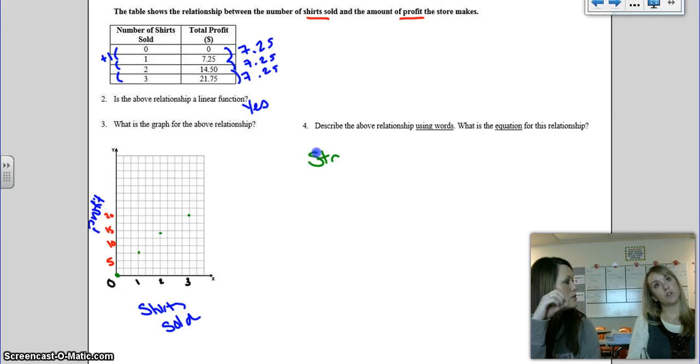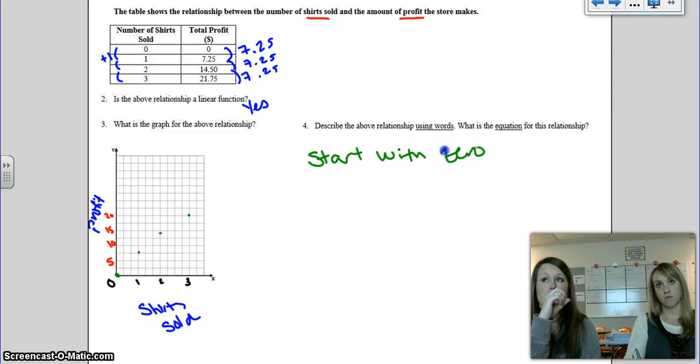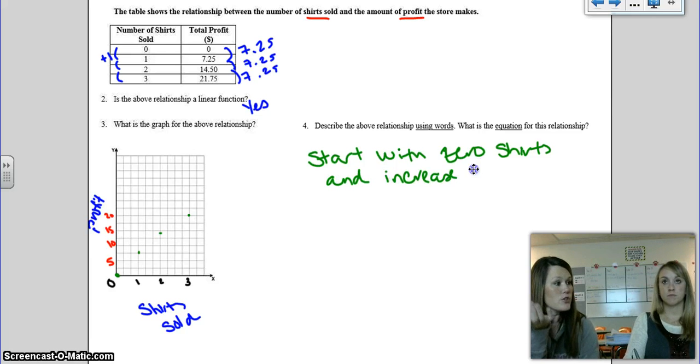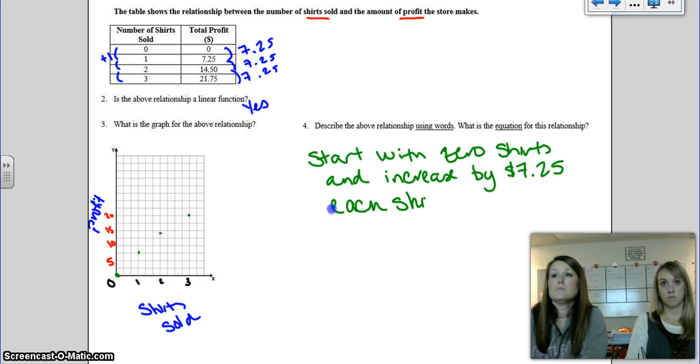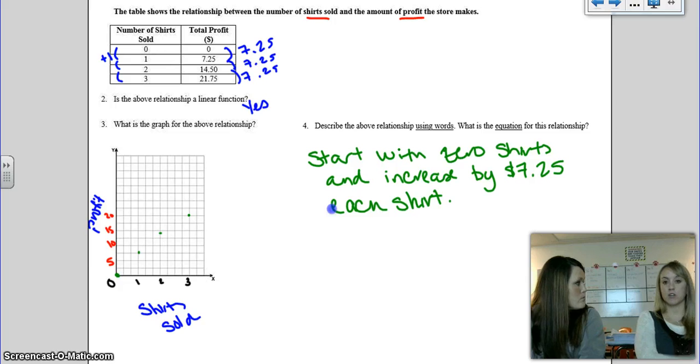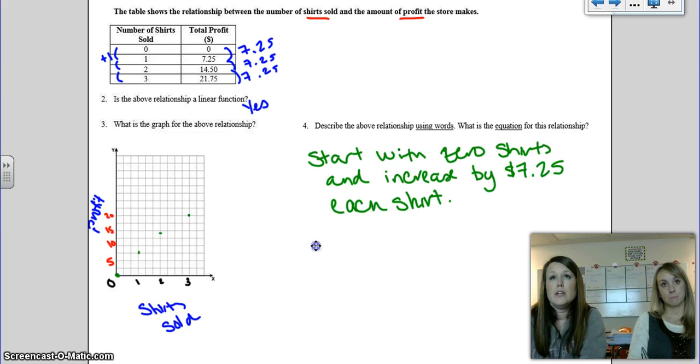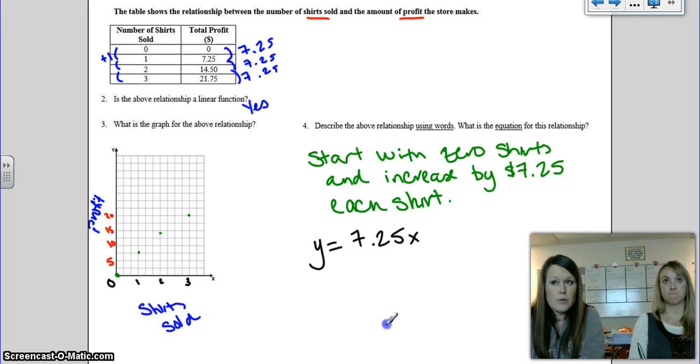You start with 0 shirts, and profit increases by $7.25 each time. Could I also say number of shirts times $7.25 is my profit? Yeah, that works too. As long as you're telling us that each shirt is $7.25, you're good. And then the equation would be y equals 7.25 times x, or S, or if you're using different variables, that's fine.